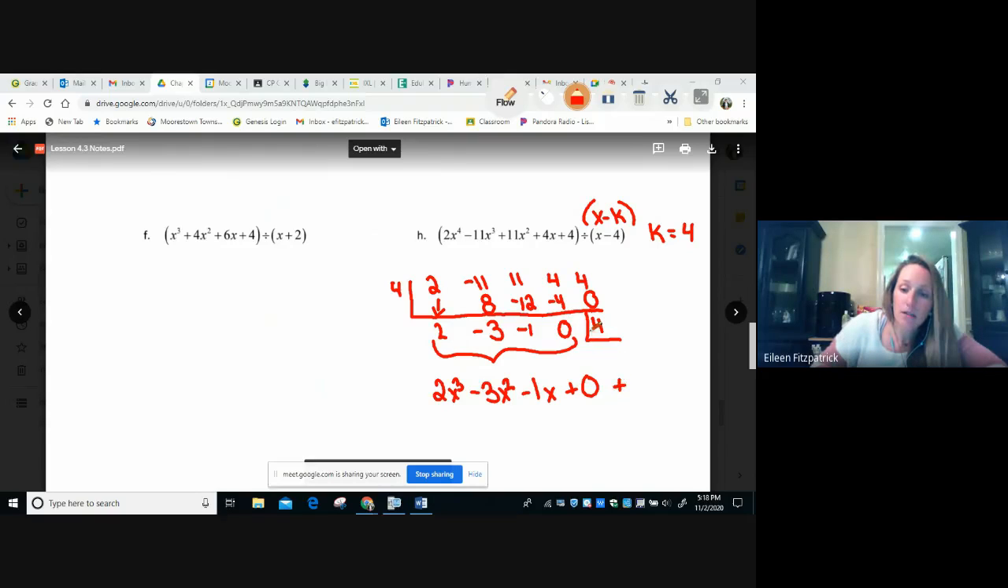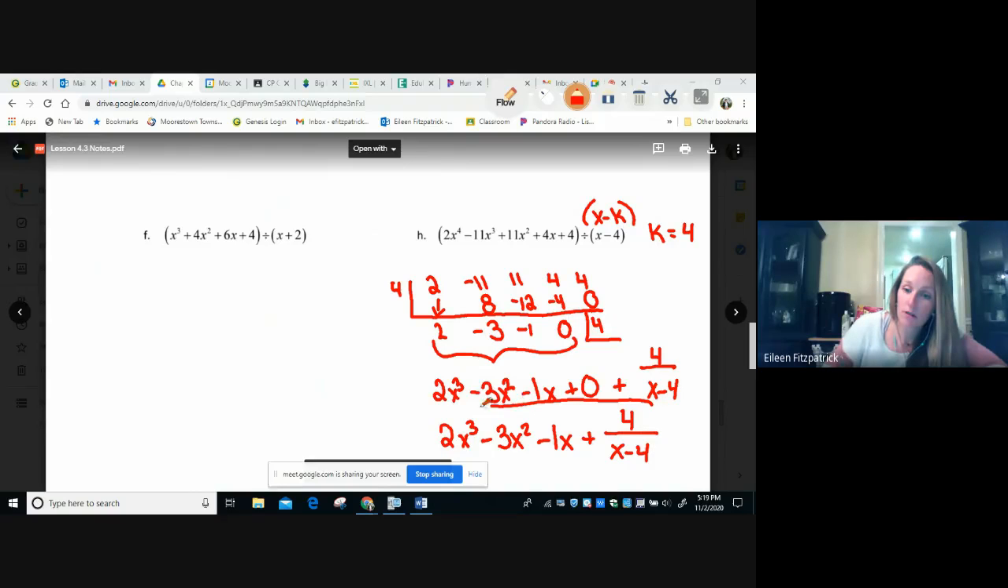And then it's plus the remainder, which is 4 over the divisor. What did you divide by? You divided by x minus 4. So the way I would write my answer would be 2x cubed minus 3x squared minus 1x plus 4 over x minus 4. If you include that place value of a 0, I wouldn't take off. However, this is how I would prefer you to write your answer.